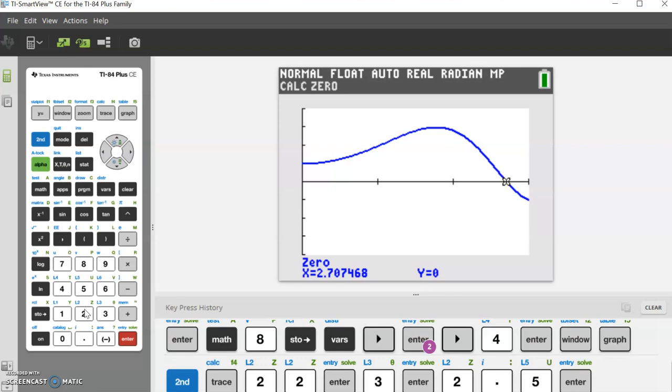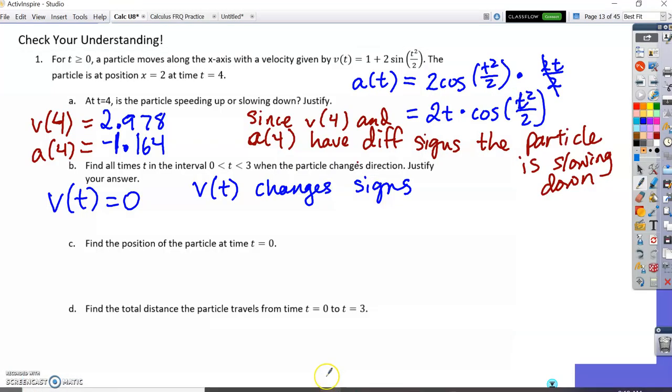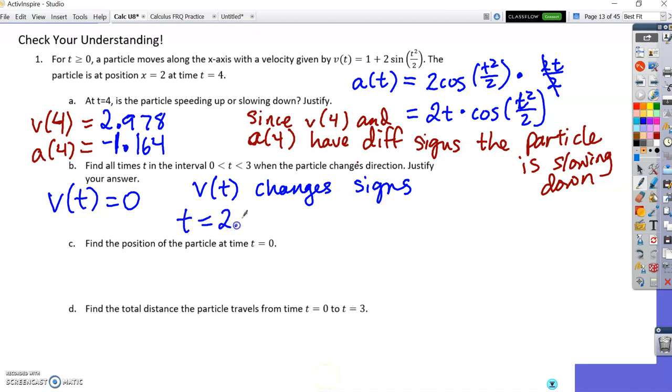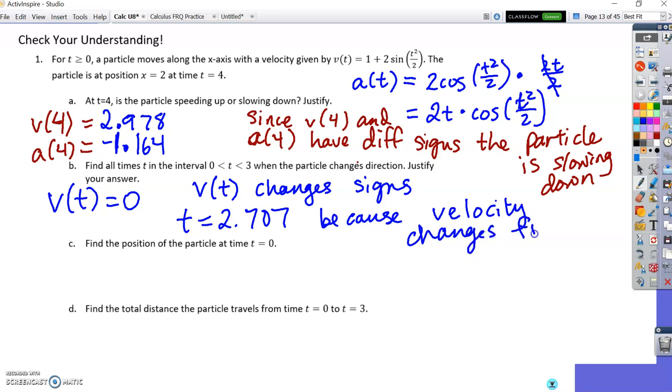2.707. So, going back to here, I'm going to say at time 2.707 because the velocity changes signs. I'm going to say changes from positive to negative. Okay. Find the position of the particle at time 0.